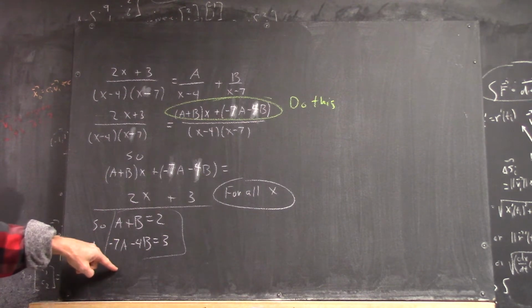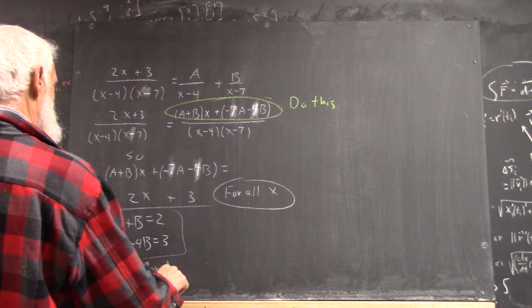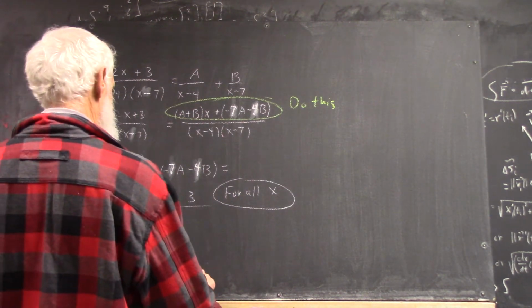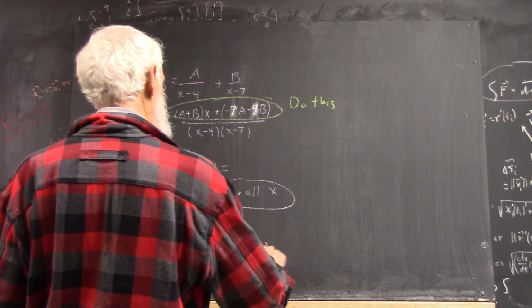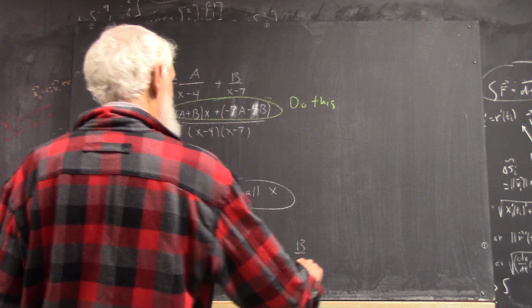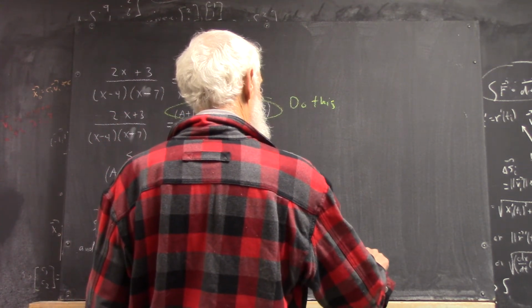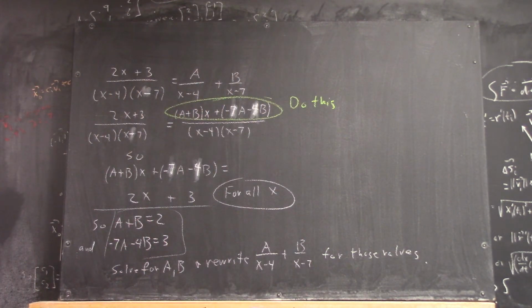Now that's two simultaneous equations. And you solve them for a and b. And you rewrite a over x minus 4 plus b over x minus 7 for those values. That's what you do. And if necessary, go back and look at the ones I worked out in class. The videos are all there. Or, go online. Partial fractions. You'll have 78 billion demonstrations. Okay?